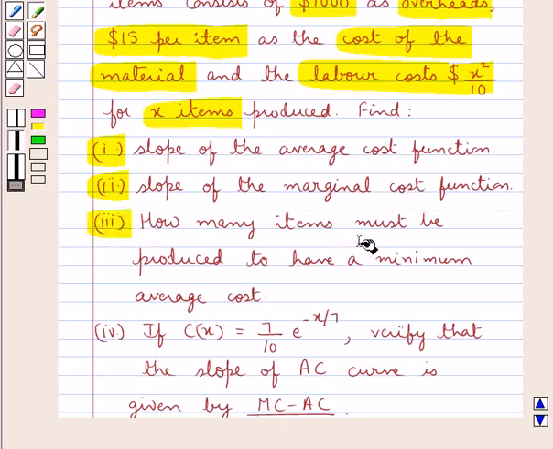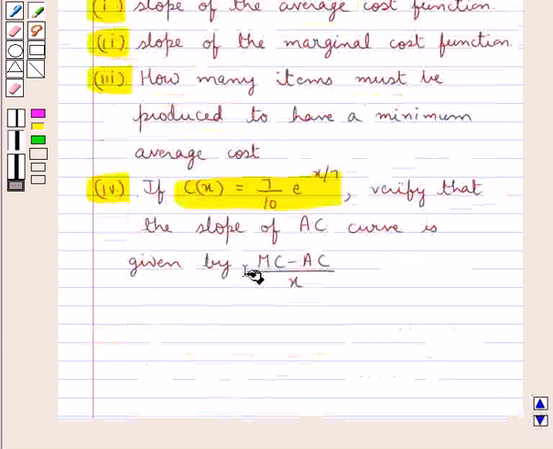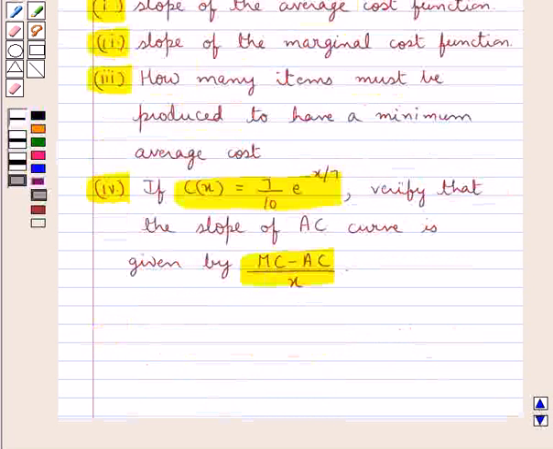many items must be produced to have a minimum average cost, fourth, if C(x) is equal to 7 upon 10 into e to the power of minus x upon 7, verify that the slope of the AC curve is given by (MC minus AC) the whole upon x. Before moving on to the solution, let's discuss the average cost and the marginal cost.